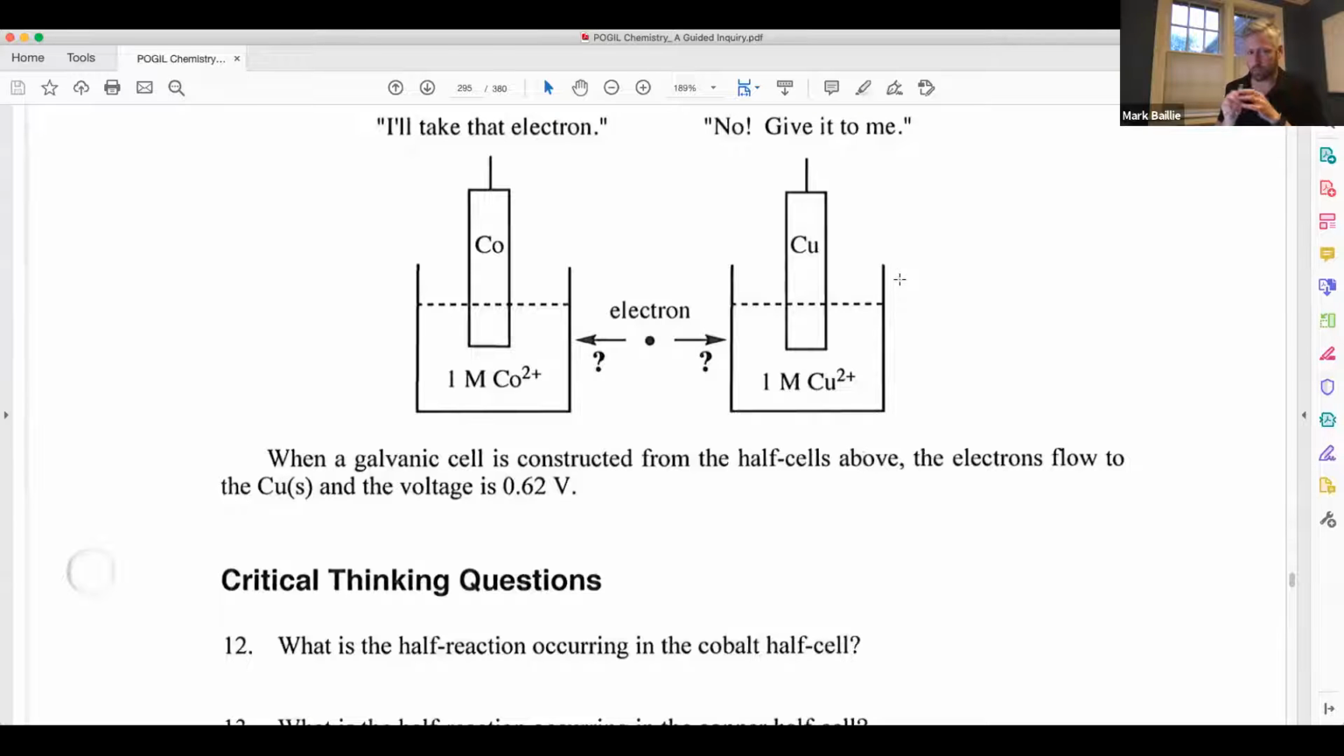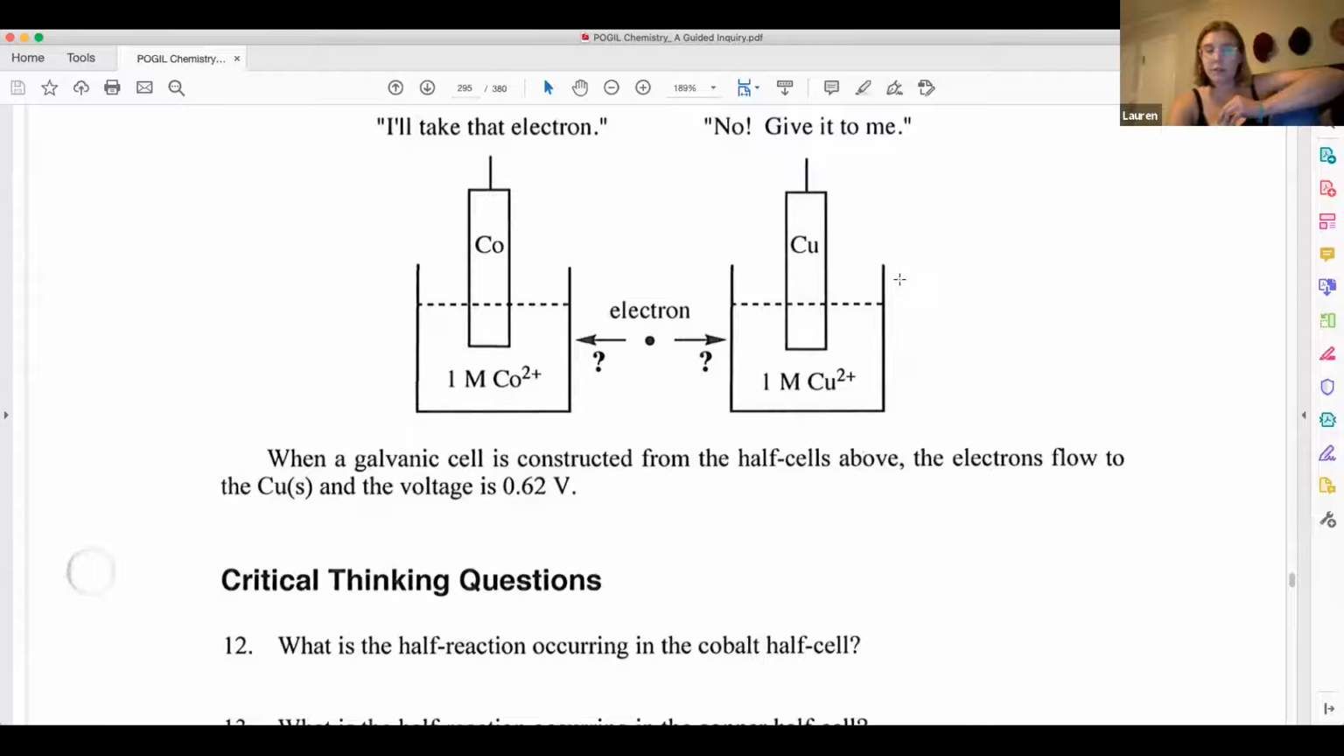So what are our two half reactions that are occurring when you put these two half cells together and connect them with a wire? Can I hear from Sydney McCann? Are you in a different group or the same group? I was in the same group. Are we talking about 12 and 13 right now? Exactly. So what are our two half reactions and how do we know what's happening at the cobalt half cell and what's happening at the copper half cell?